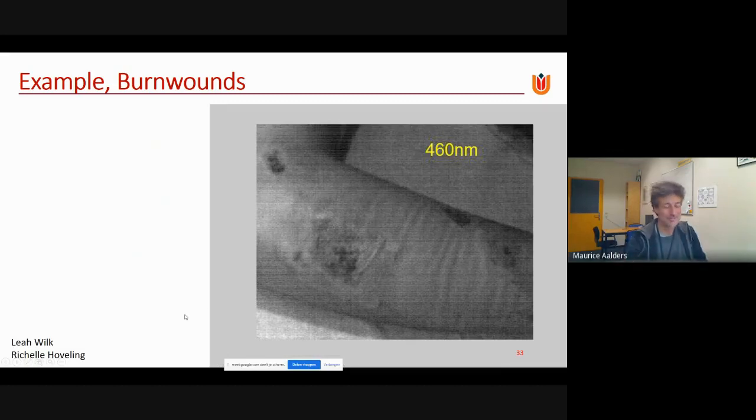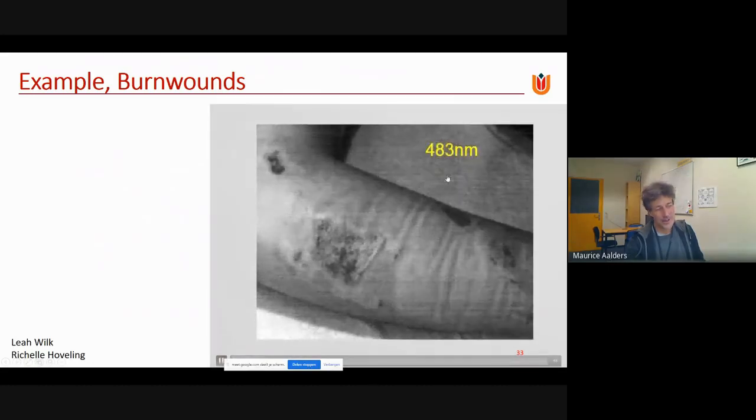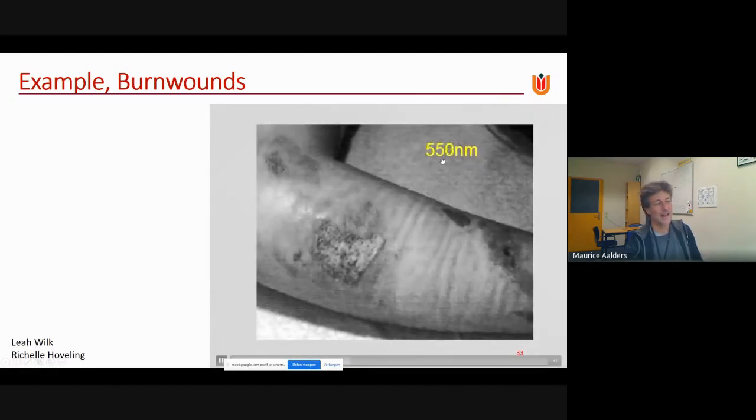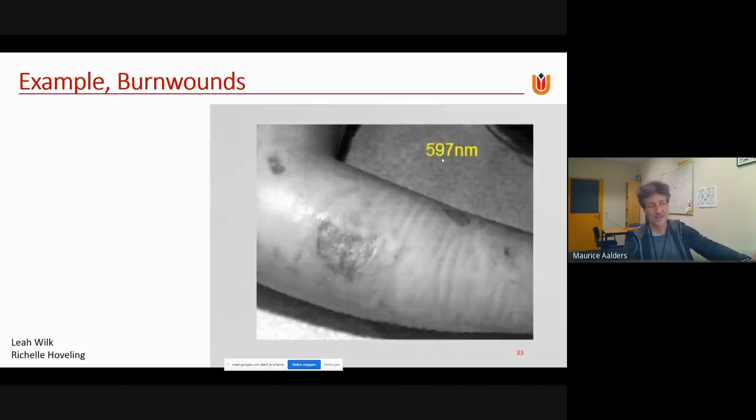But that will come next time. Well, this is an example that we used on burn wounds. Here you can see a real clinical example. Noisy because of very low intensity at the short wavelength. Here you have going more into the blue, into the green. And now you're slowly moving into the red. And you can see all the different aspects. You can see the change.